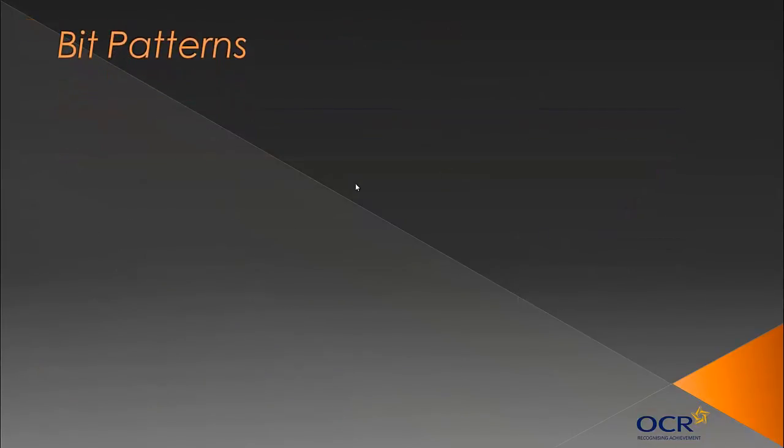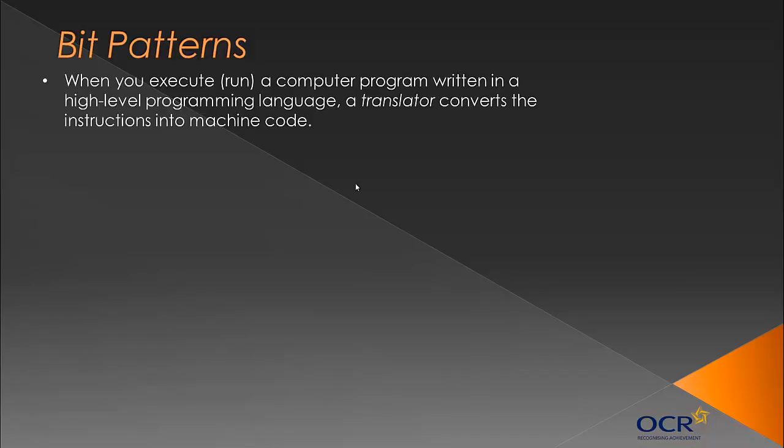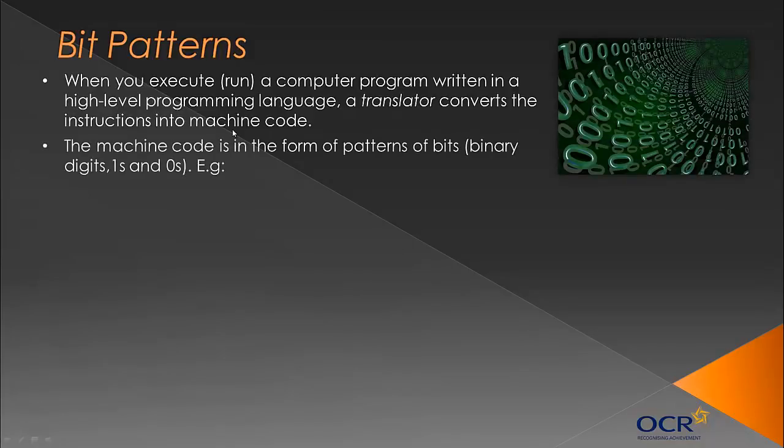So let's have a look at what bit patterns are. I mentioned them just before. Bit patterns are essentially the code used to represent instructions. When you execute a computer program written in a high-level programming language, a translator converts the instructions into machine code. We'll look at translators in more detail in a future video, but a translator translates what you've written in a programming language into machine code so the computer can use it. And the machine code is in the form of patterns of bits, binary digits which are 1 and 0.